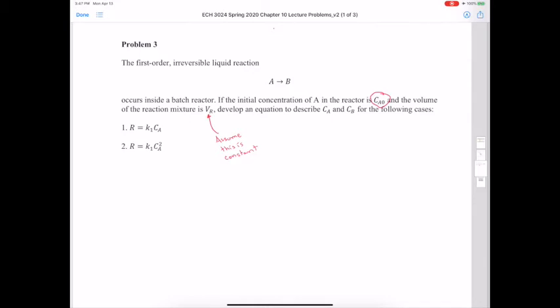Based on the information in this problem statement, what I want you to do is take this information and develop a process flow diagram. So pause the video here and do that.